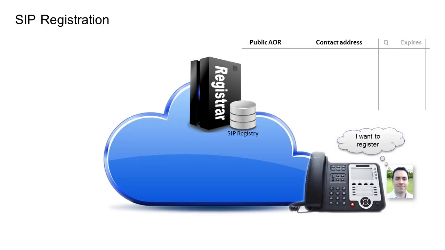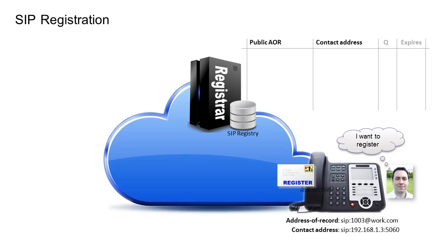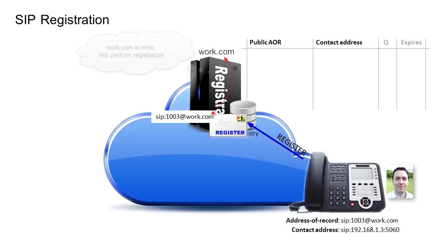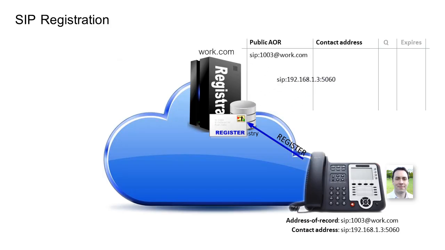If Nathan here wants to register with the registrar, he takes his public address of record and his private contact address, packages them in a SIP register request and sends them off to the registrar. Now, every SIP server will have a domain for which it has responsibility, work.com for example. On receiving a registration, the registrar checks the domain in the address of record. If it matches the server domain, well, it stores the address of record and the contact address in the registry.